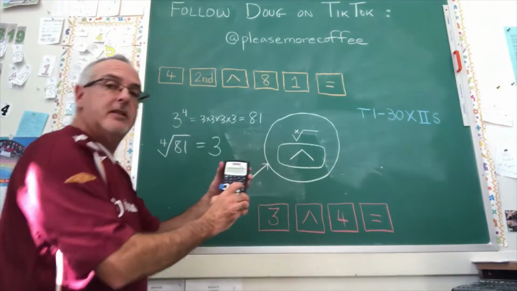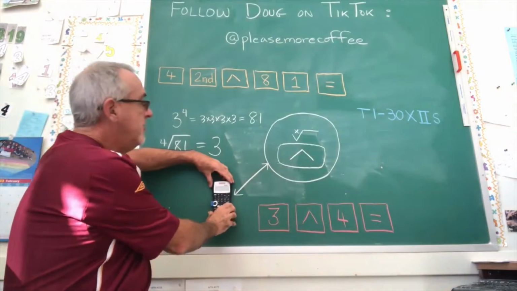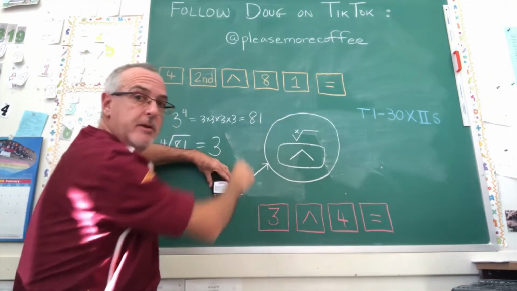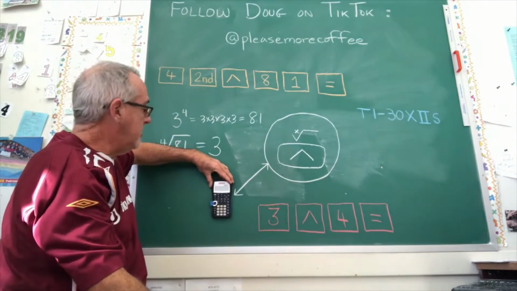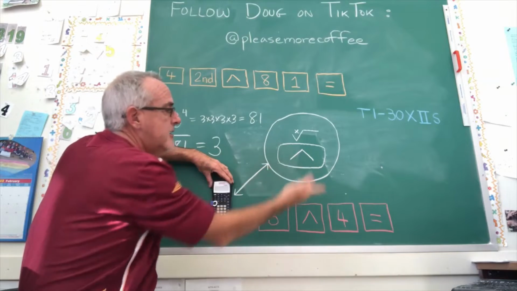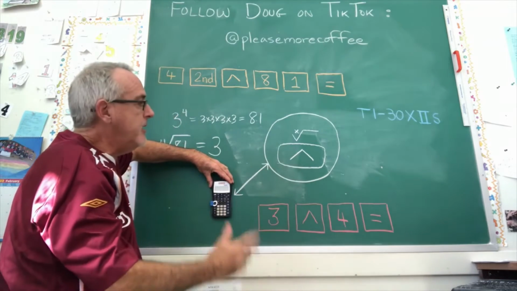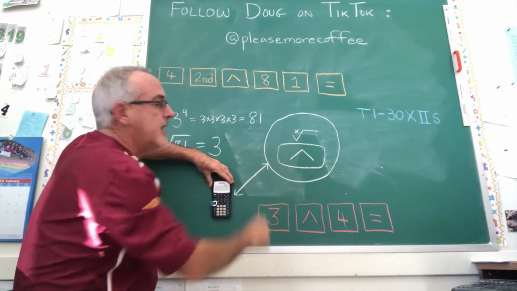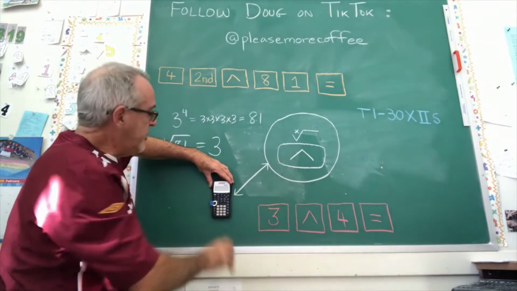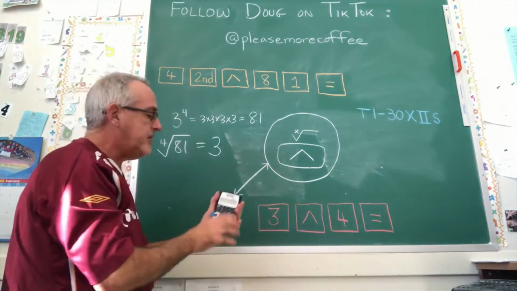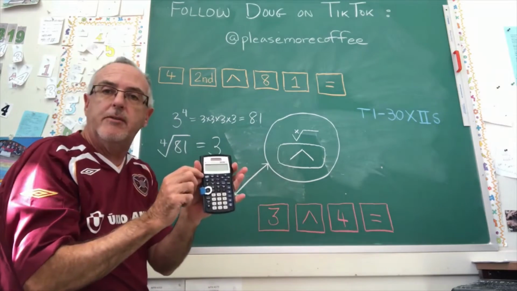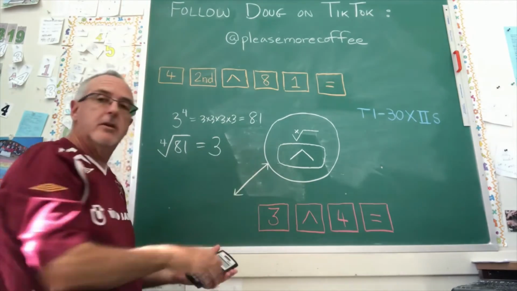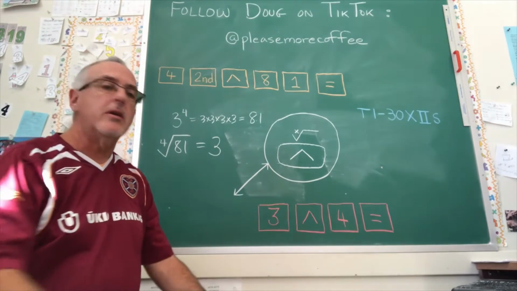Now this is really small, which is why I drew this enlargement here on my chalkboard of what the button looks like. The caret is this angle that's pointing upwards, that symbol, and above it is the X root symbol, which is what happens if you press the second or shift button on the calculator and use that button. I'm going to show you how to use both.